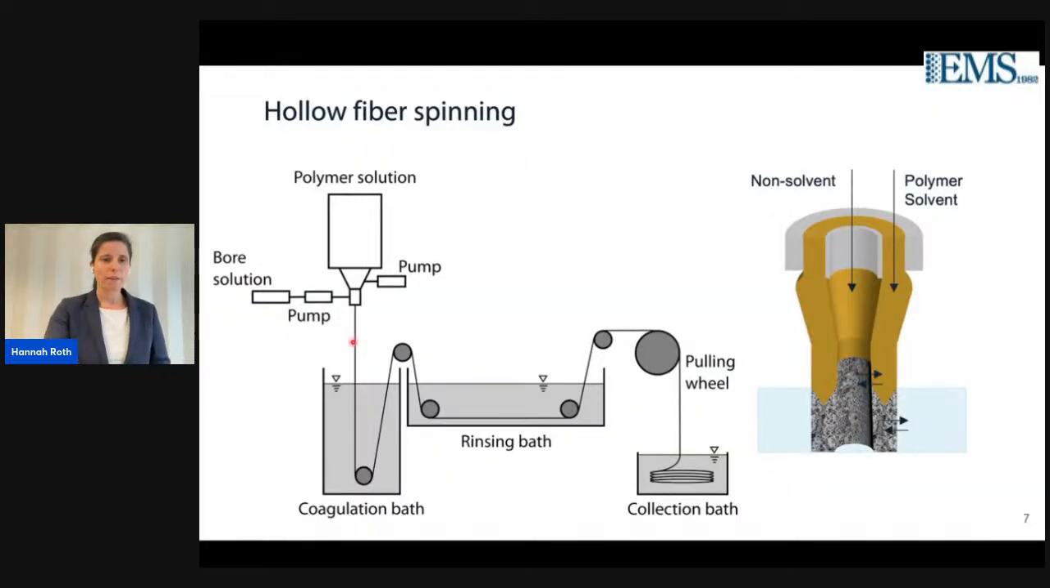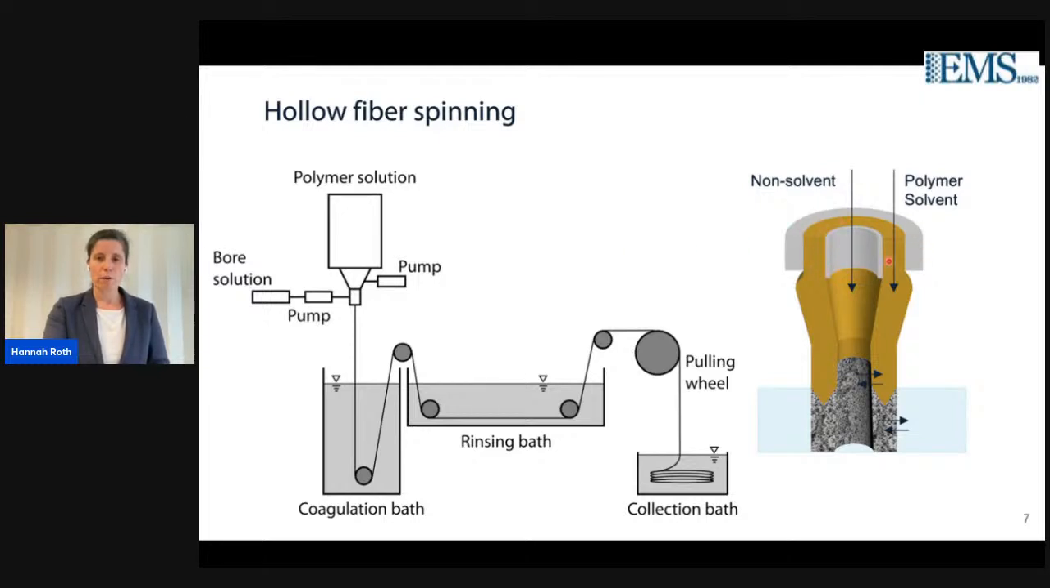And how are these hollow fiber membranes made? It starts with a polymer solution, which consists of a polymer and a potent solvent that can dissolve this polymer into a homogeneous solution. And then this is brought into contact with a non-solvent. And this is done on the one hand through the bore solution, which is co-extruded with the polymer solution through a spinneret.